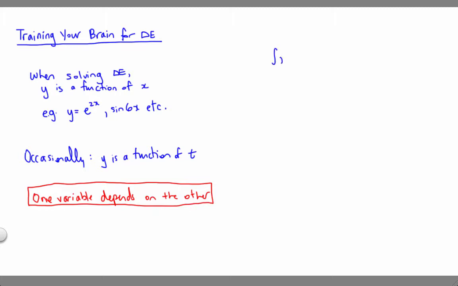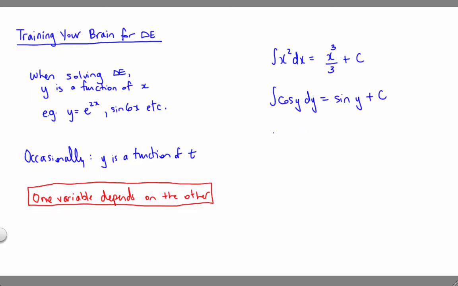If we wanted to integrate x squared with respect to x, we'd use our usual power rule, and get x cubed over 3 plus a constant. If we wanted to integrate cos y with respect to y, then we would think back to our trig integration and say the integral of cos y is going to be sine y plus a constant.